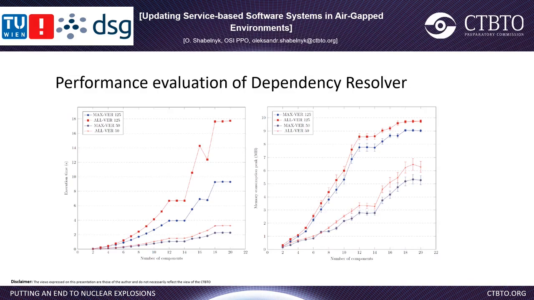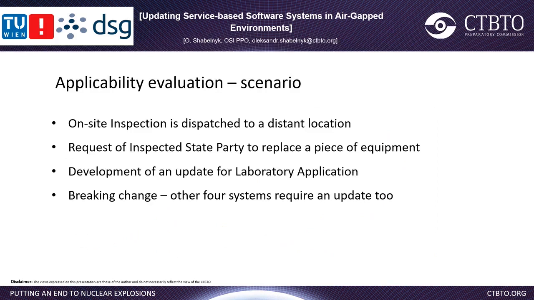on the x-axis. You can see the differences between 50 and 125 versions per service. Considering only the realistic problem sizes, this would be up to 15 services and 50 versions each. The performance of the algorithm shows good results. To the right, you can see the memory consumption, which lies within 10 megabytes and can be arguably neglected.